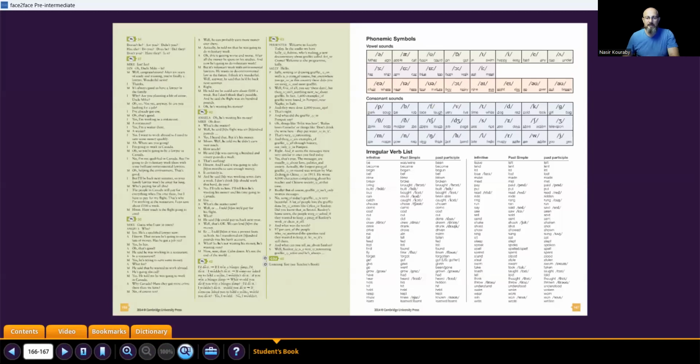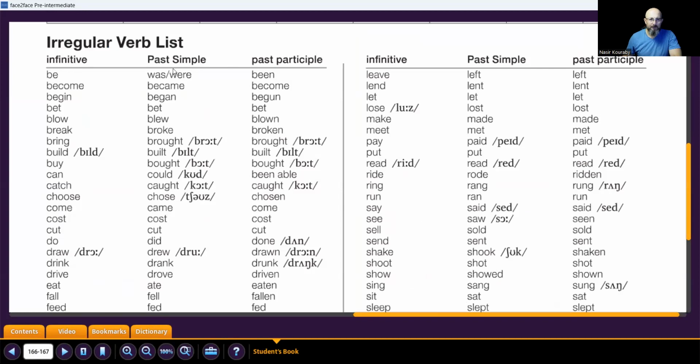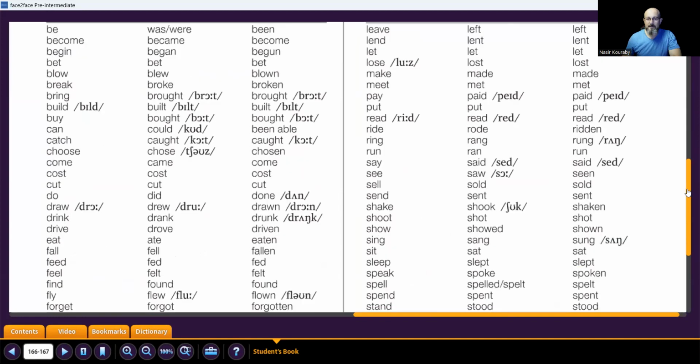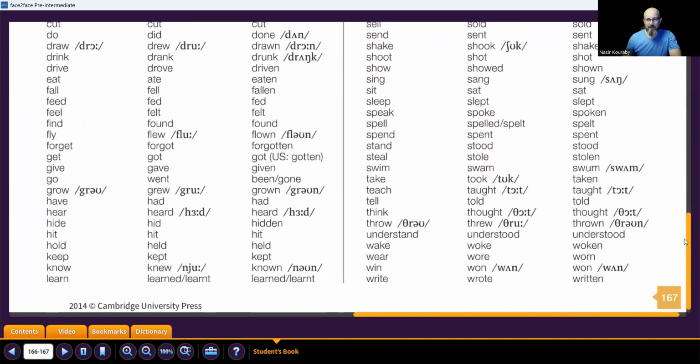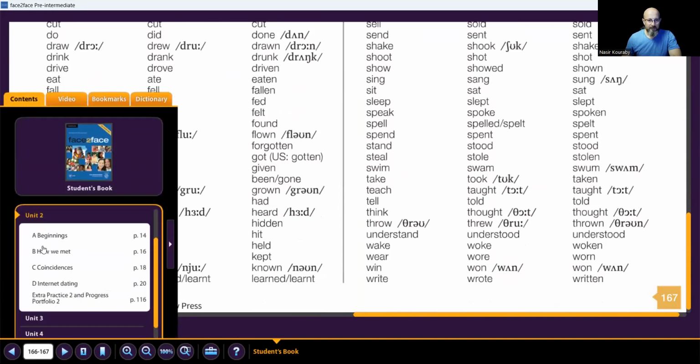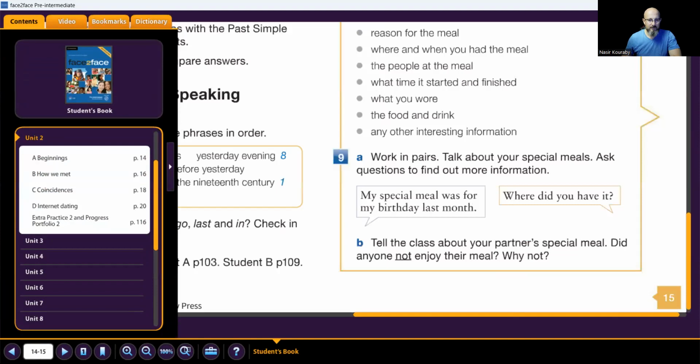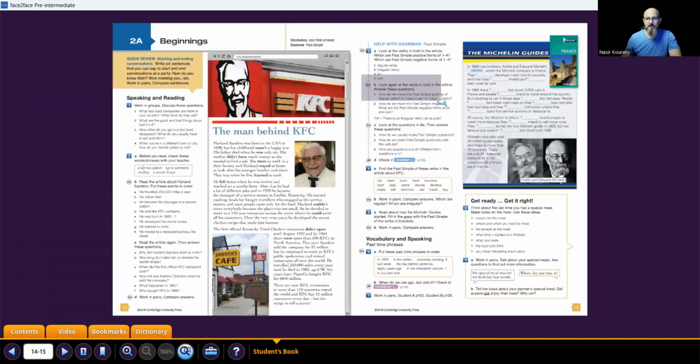Okay, so page 167, you have the list of verbs here. Infinitive, past simple. Okay, past participle, this is verb 3. We'll study it later. But now infinitive, yeah, be, was, were, become, became, begin, began. So these are the past simple. You can read them all from here and study them. About 58 or 60 verbs.